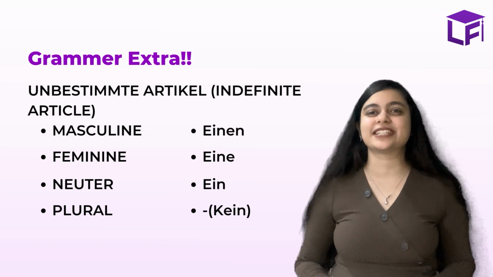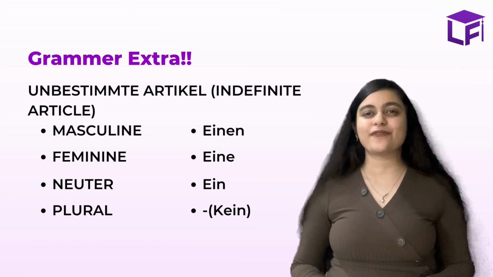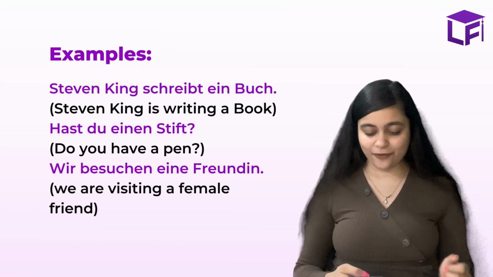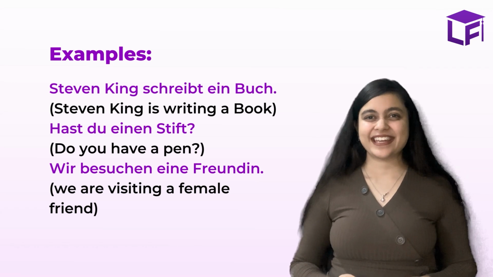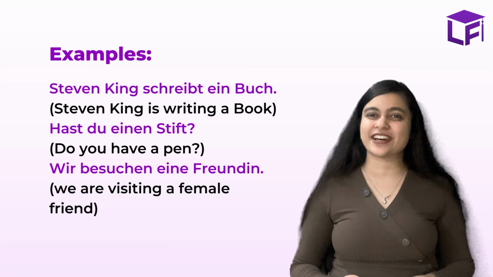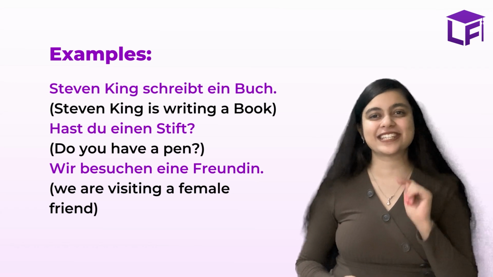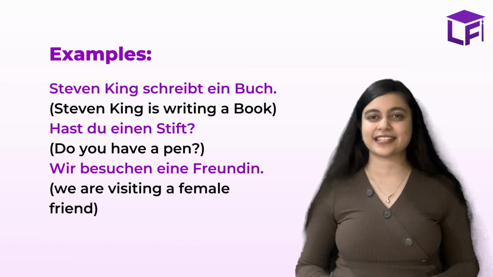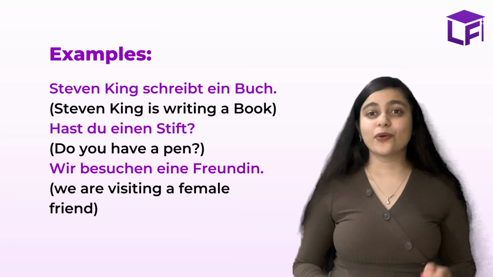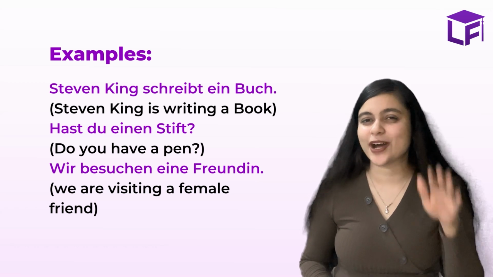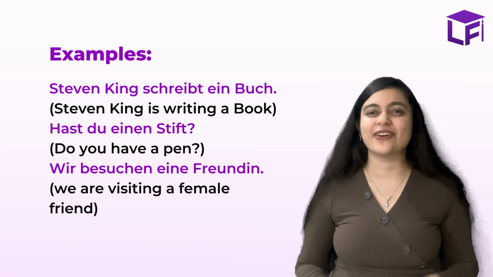Now, since we've understood the table pretty well, let us go ahead and understand this absolutely perfectly by having a few examples. The first example that I have for you guys is Stephen King schreibt ein Buch, which means Stephen King writes a book. So, who is writing the book? Stephen King. That becomes the subject of the sentence. And schreiben becomes your verb, which means to write. So, who or what is being verbed here? What did you say? Absolutely correct. Ein Buch. So, ein Buch becomes your accusative case.